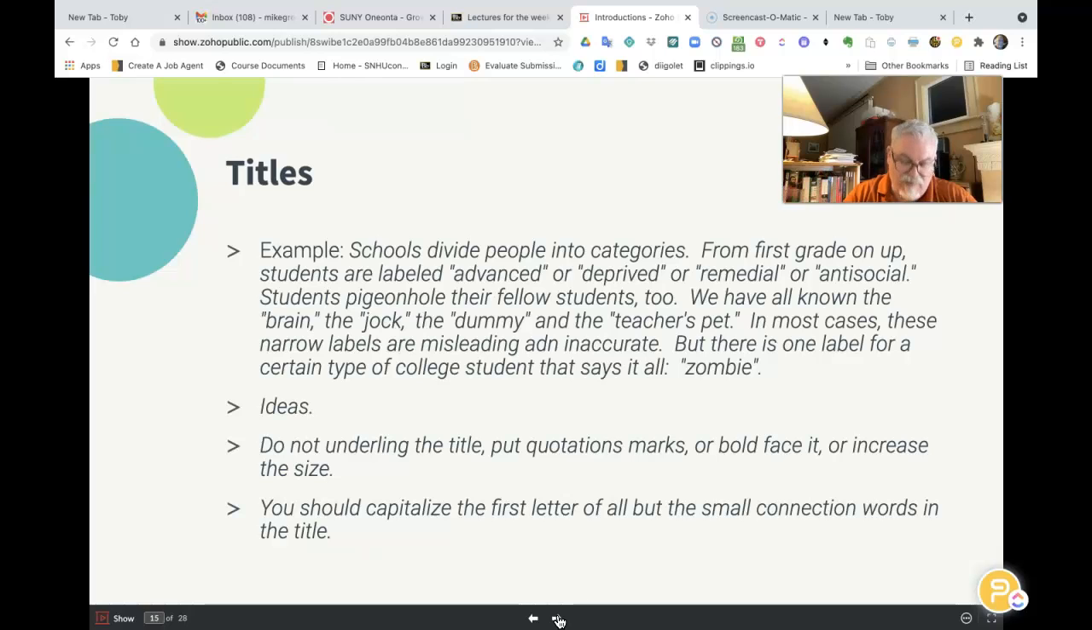So again, once you've got your paper written and formed, sometimes you can have a working title. You don't have to. There is no hard and fast rule about a title of when you have to have one, except that it should fit.